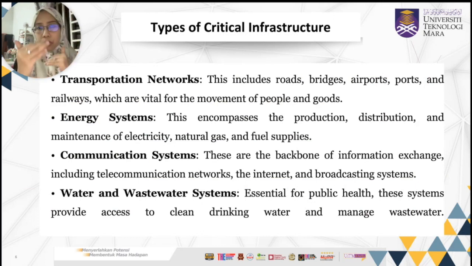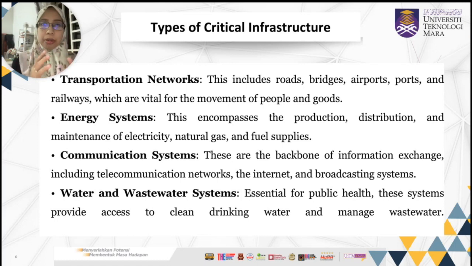All right, so let us go through what the types of critical infrastructure are. When we talk about critical infrastructure, we can categorize it into several points here. I try to, so that we are clear, because our course here is mainly focusing on infrastructure damage management. So let us classify the infrastructure elements first. First we have the transportation network. In the transportation network we can include roads, bridges, airports, ports, railways.